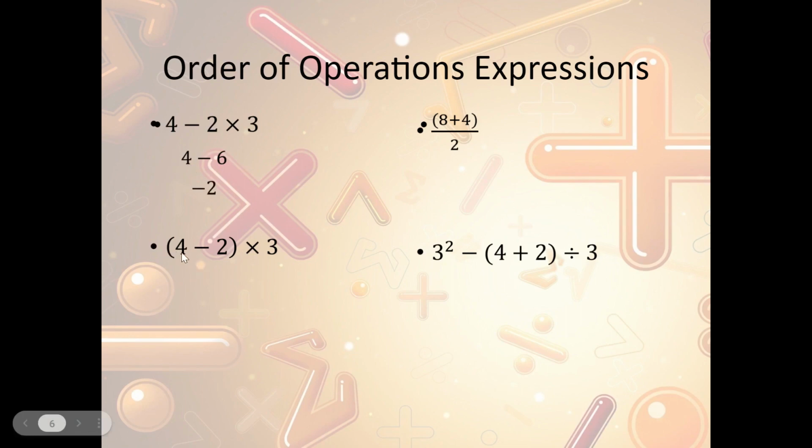So now let's look at this one. We have 4 minus 2 times 3. So we're doing our parentheses first. 4 minus 2 is 2. And then we multiply that by 3. So 2 times 3 is 6. Now we have 8 plus 4 over 2. Well, we have parentheses, so we're going to go ahead and add those together first. So we get 8 plus 4 is 12 divided by 2. 12 divided by 2 is 6. So that would be our answer for that one.